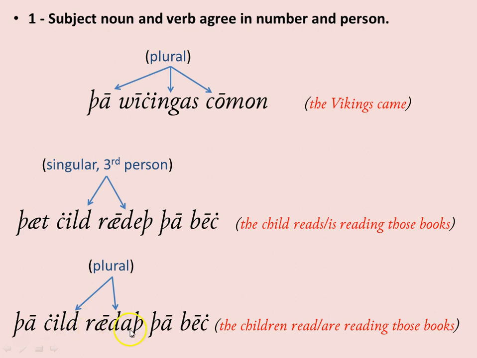Tha child radath tha beach. The children read those books, or the children are reading those books. And that's the difference between radath and radeth. One is reading, the other are reading. And child here is also plural, a bit like the modern word sheep. It's both singular and plural. This word child in Old English is both singular and plural. So, tha child radath tha beach. The children read those books, or the children are reading those books.